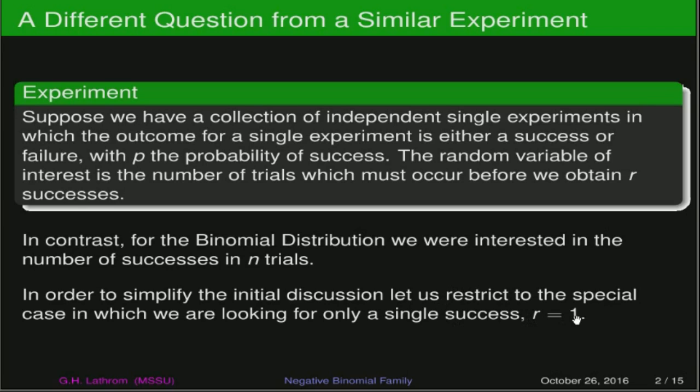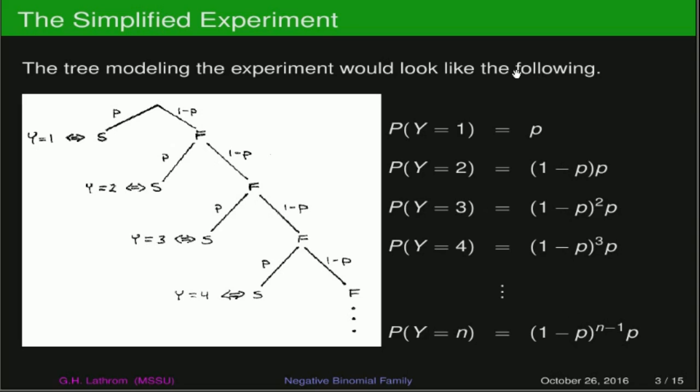Now, for our case, r equal to 1, we can view the experiment with a really nice tree model. It would look like the following. From our initial branch, we either have a success or a failure. We have a success with probability p. We have a failure with probability 1 minus p. Now we're looking for a success. When we hit the success on the first trial, we're done. But if we hit a failure, we branch again. And again, we either have a success or a failure. The probability of success is again p, and the probability of failure is 1 minus p.